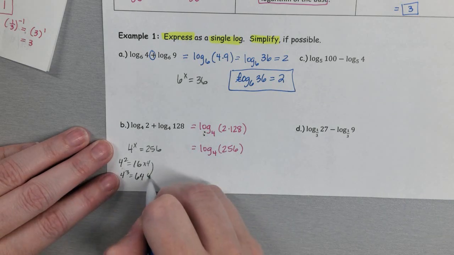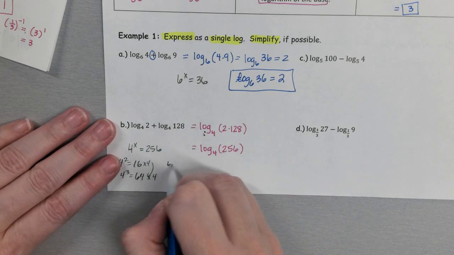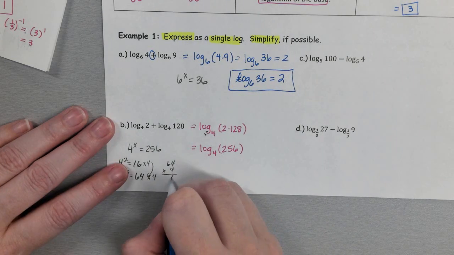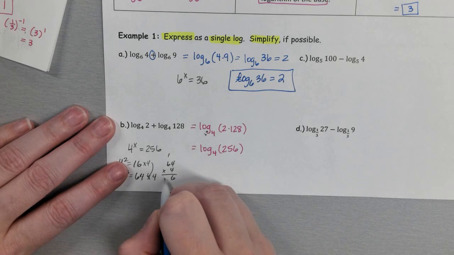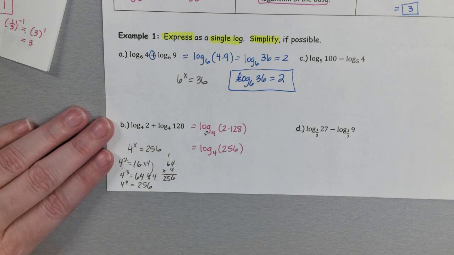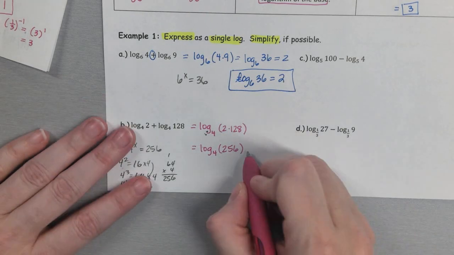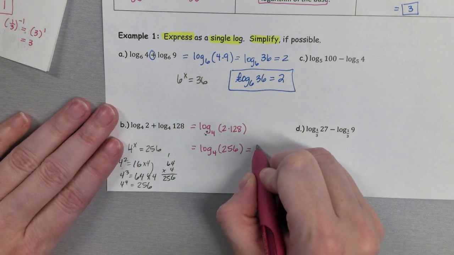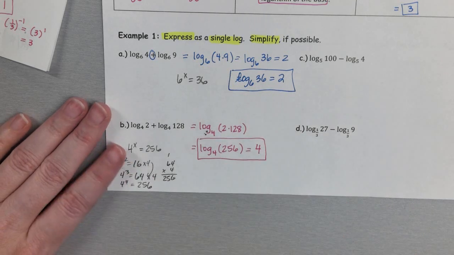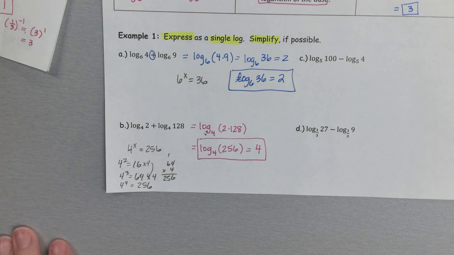Okay, so then I can do 64 times 4, which I would do this old school, right? 4 times 4 is 16, carry the 1, 24 plus 1. Okay, so 4 to the 4th is 256. So then this is going to be equal to 4. So then this would be your final answer. Log base 4 of 256 equals 4.